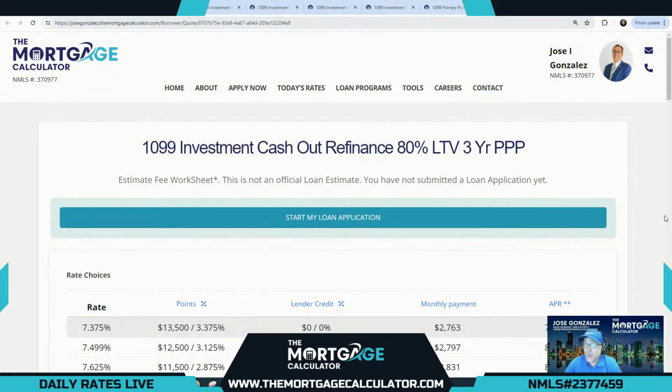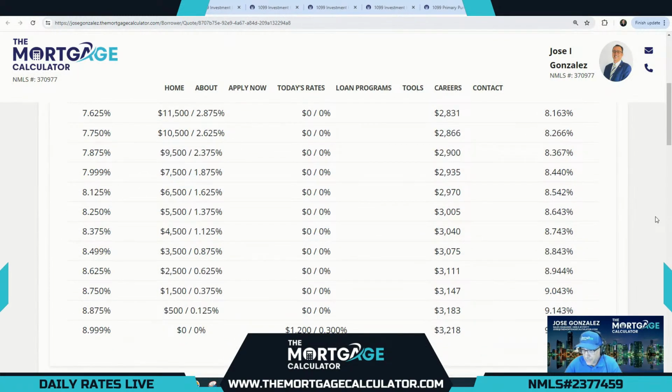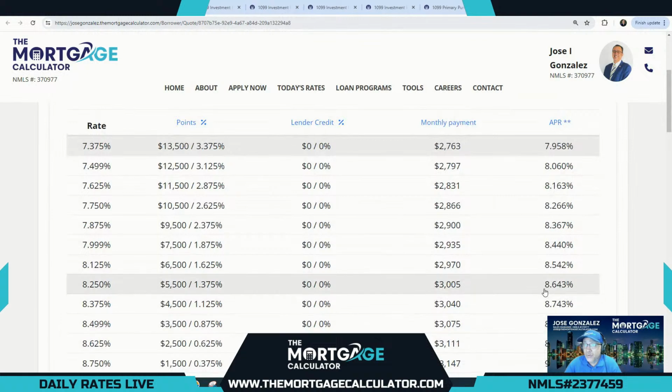And now our last two options here are investment cash outs. The first, 80% LTV with a 3-year prepayment penalty. 8.99 actually has a 0.3 lender credit, and you can buy that down to 7.375.